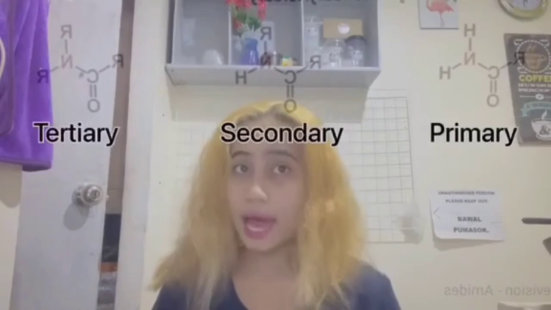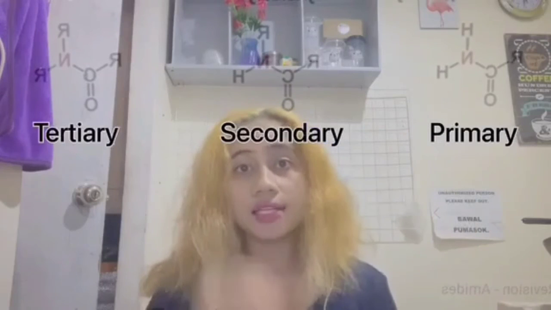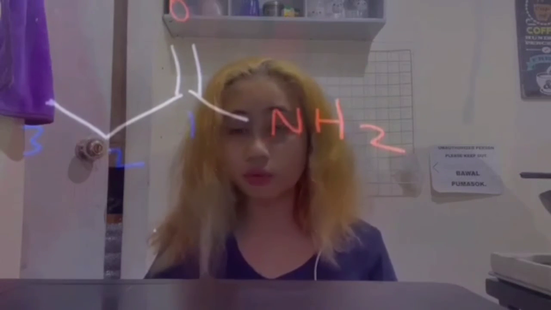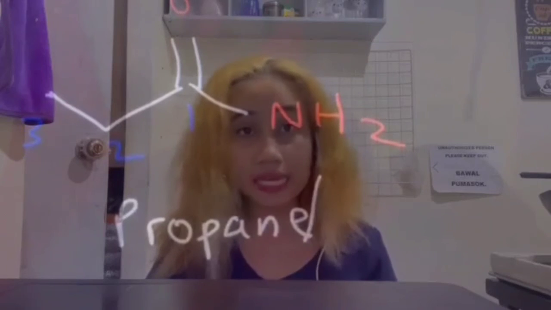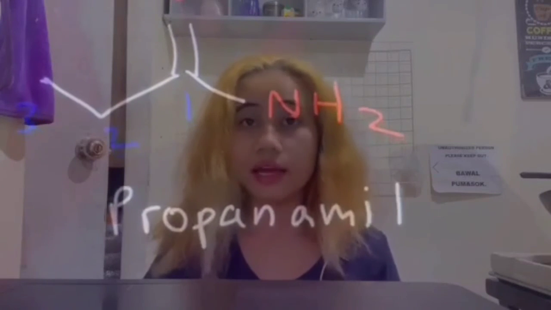Do you know that amides can be primary, secondary, and tertiary? So here is the example. What is the IUPAC name for this particular amide? So we have a total of 3 carbons, which is associated with the word propane. Drop the E and add amide at the end so that it will be propanamide. That is all for our topic, amide, and thank you for listening.